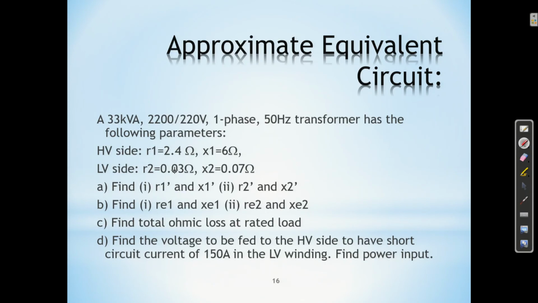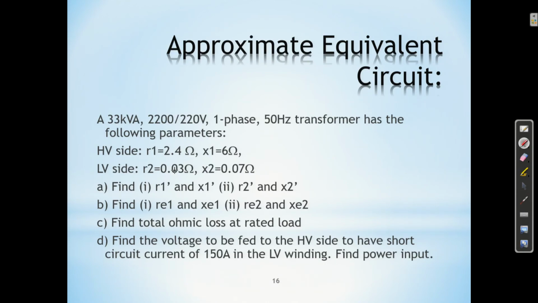Find total ohmic loss at rated load. Rated load current you can calculate as volt-ampere divided by voltage. So 33,000 divided by 220 will be the load current in the secondary, and 33,000 divided by 2200 will be the load current in the primary side. Ohmic loss is the loss in the resistance, the I square R loss. So you can calculate it.